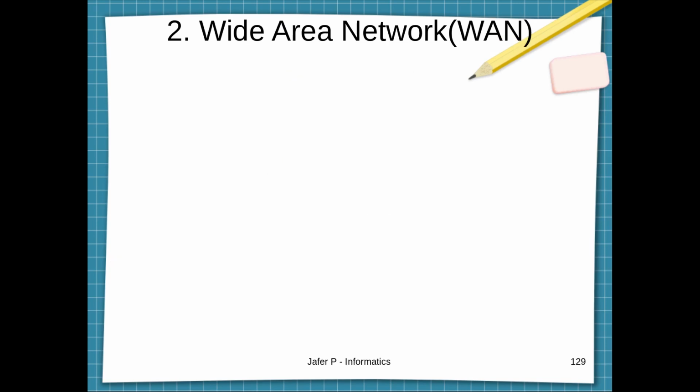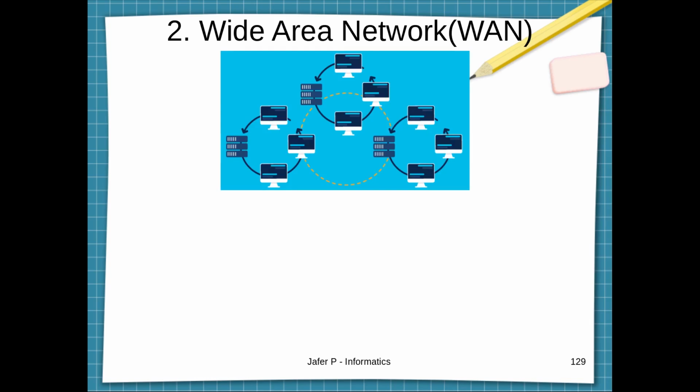Then let us move on to wide area network, that is called WAN. Here you can see many local area networks are connected together. Many local area networks are connected together in a large area, right? In a large area, many networks are connected together.